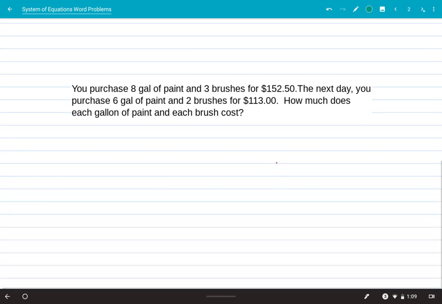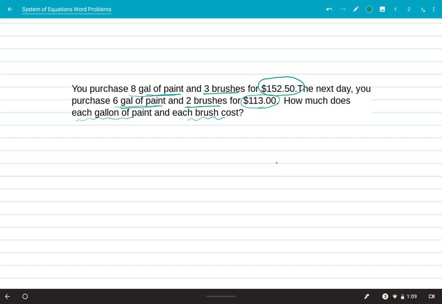Okay, next one's a very similar type. I'm going to want you guys to try it this time. I'll get you started though. So we purchased 8 gallons of paint and 3 brushes for $152.50. Next day, we go back to the store and we need more paint. So we need 6 more gallons of paint and 2 more brushes for $113. We want to know how much each gallon of paint is and each brush.